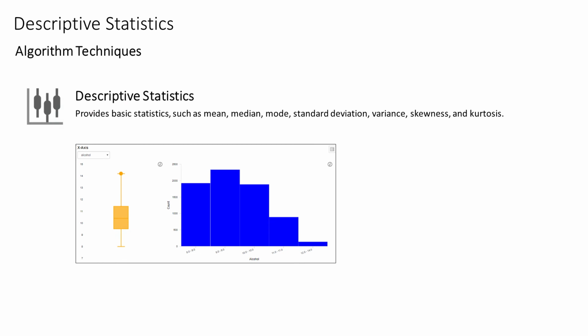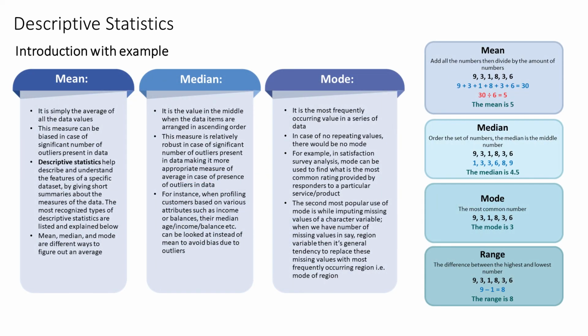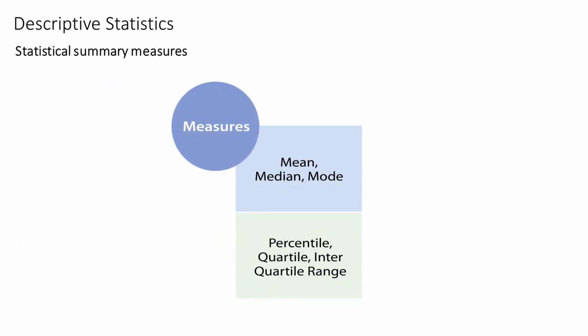The next technique we will review is descriptive statistics. This technique helps users to describe and understand the features of a specific dataset by providing short summaries and a graphic depiction of the measured data. There are numerous methods of descriptive statistics, including mean, median, and mode methods of averaging data and percentile, quartile, skewness, and standard deviation variance methods, as well as plotting methods like box plots and histograms. To better understand these methods, let's take a moment to review each one.